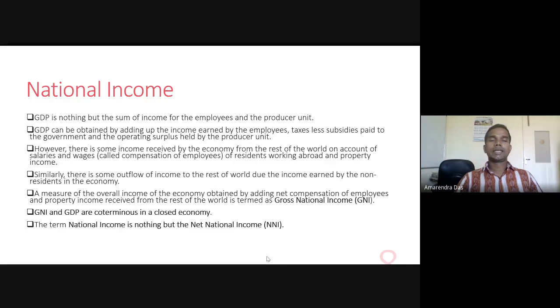So GDP and GNI, that is gross national income and gross domestic product, will be coterminous in a closed economy. Now, when I say closed economy, that means we are not having any trade relationship with any other country. Similarly, our people, Indians, do not work abroad. They do not send any kind of remittances. Our companies do not go to foreign countries to do any kind of investment. That's why they do not send any profit to our country. Similarly, foreign companies do not operate in India. Foreigners do not work in India. So that will be a closed economy. So if that is the situation, gross national income and gross domestic product will be same.